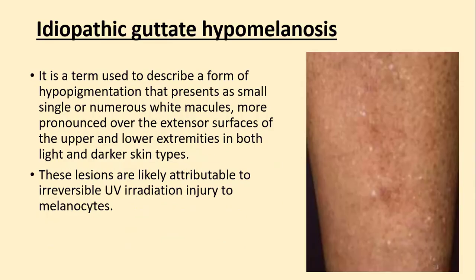Idiopathic guttate hypomelanosis is a term used to describe the hypopigmentation that presents as small single or numerous white macules, most pronounced on the extensor surfaces of both upper and lower extremities in light and darker skin types. These lesions are likely attributed to irreversible ultraviolet irradiation injury to the melanocytes.